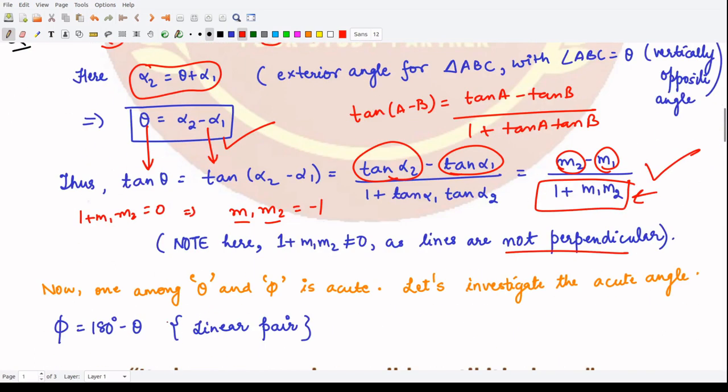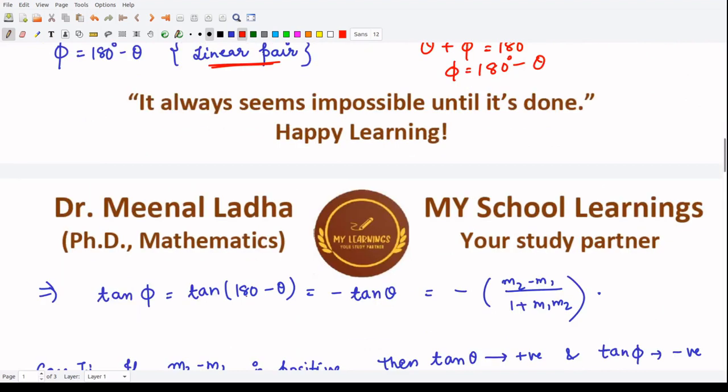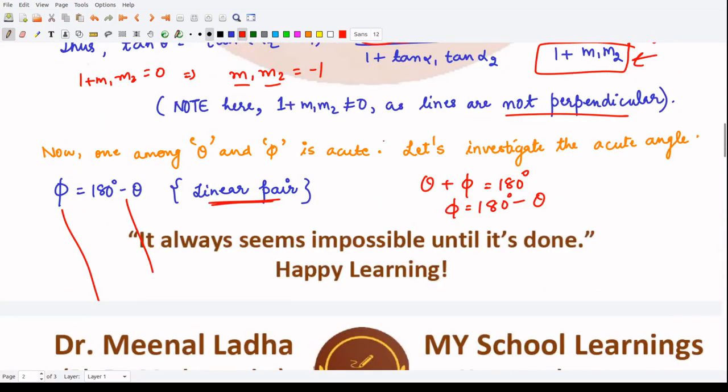Now as I've told you, theta and phi form a linear pair. So theta plus phi is equal to 180 degrees. Hence from here, what is phi? Phi is 180 degrees minus theta. So from here, what is tan phi? It is equal to tan of 180 minus theta. And you know 180 minus some angle means we are in the second quadrant. If we are in the second quadrant, you know tan here is negative, right? So this would become negative, and because it is 180, tan would remain tan. So you have minus tan theta here, and you know the value of tan theta.